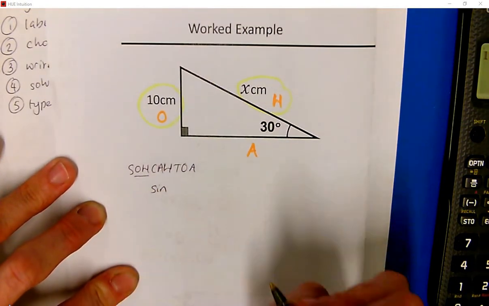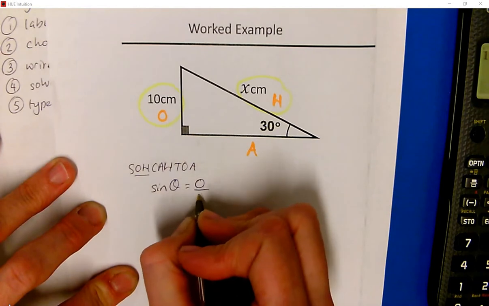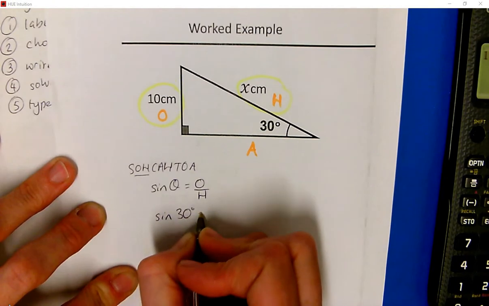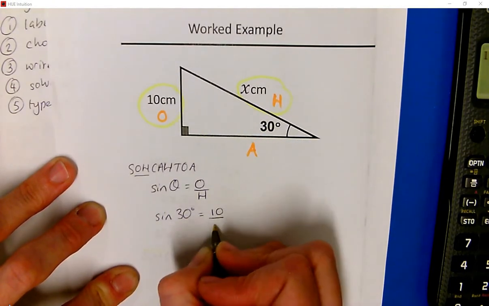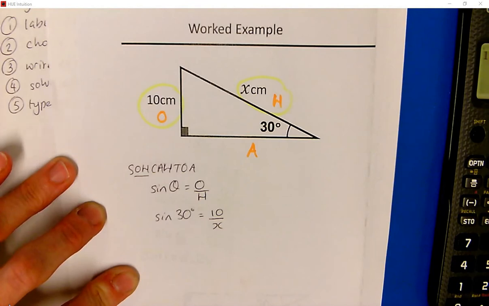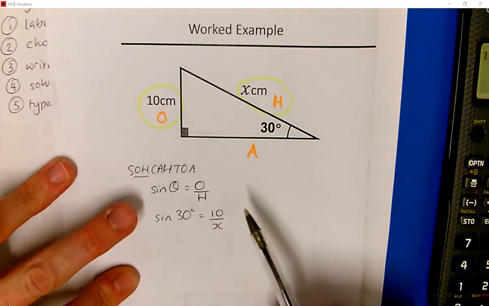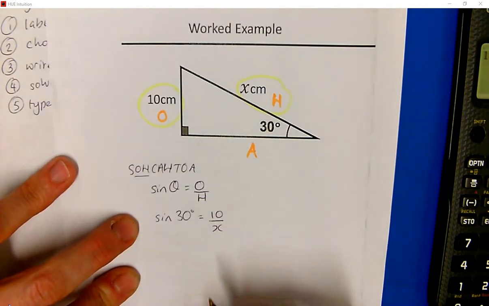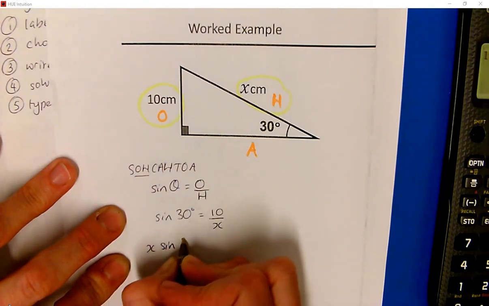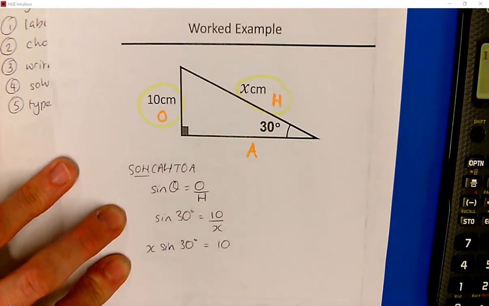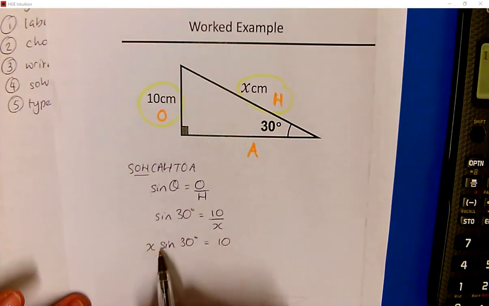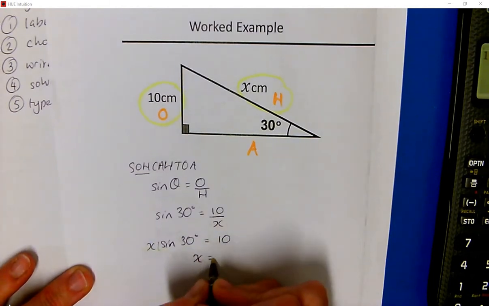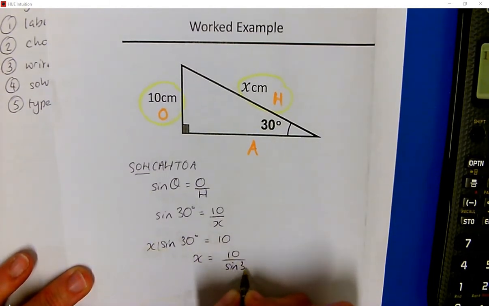So sine. Sine of the angle is the first letter, opposite over hypotenuse. For our triangle, that's sine of 30 is equal to, the opposite has 10 and the hypotenuse has x. Right, so we have labelled, chosen, written the equation. Now we solve the equation. We don't like it because x is a denominator. So we're going to multiply both sides by x, okay, to keep it balanced. And then we need to get x on its own, so we divide by sine 30. So we've got x is 10 over sine 30.